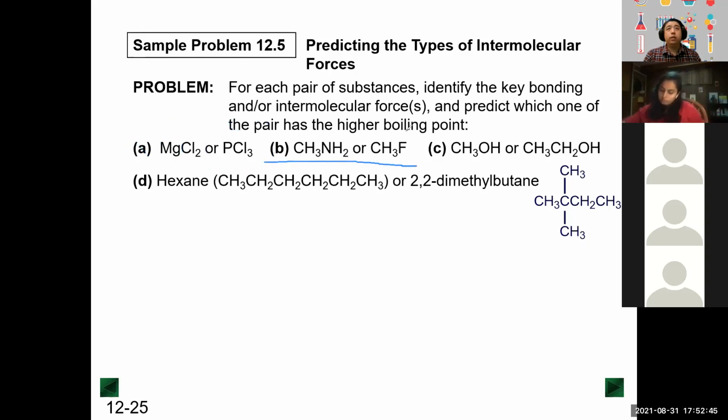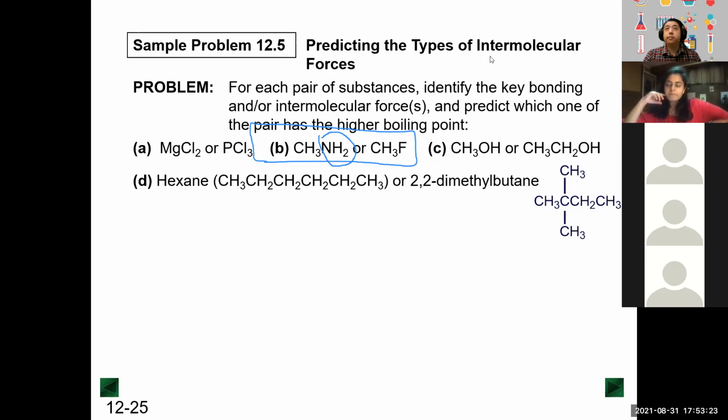Okay, next one here. You could say left or right to make it a little easier for yourself. Okay, so the answer is actually going to be the left side. The reason why is because these are both hydrogen bonded. So they're both the same type of force, right? They're both one of the strongest forces. Now the question is, let's look at mass. Which one of these is the larger mass? So this would be the larger mass in the process.